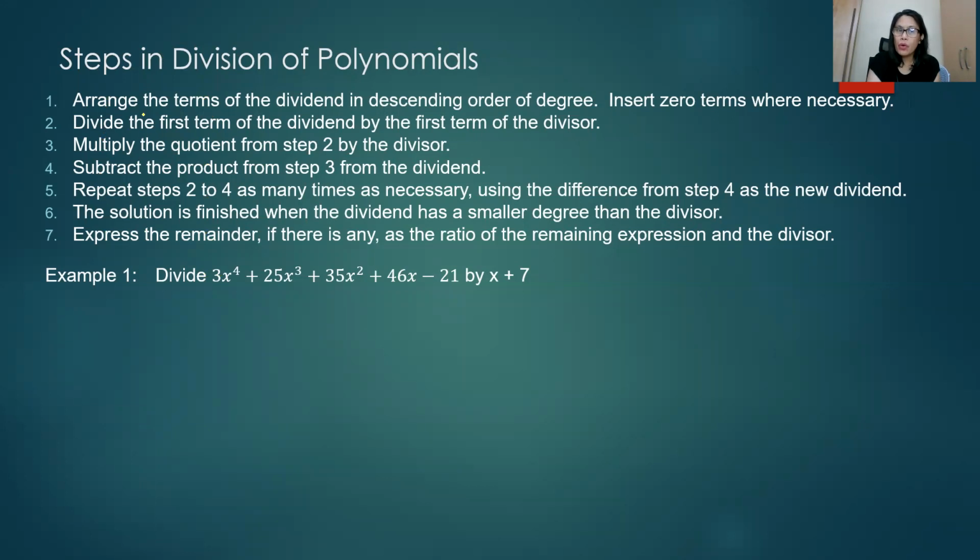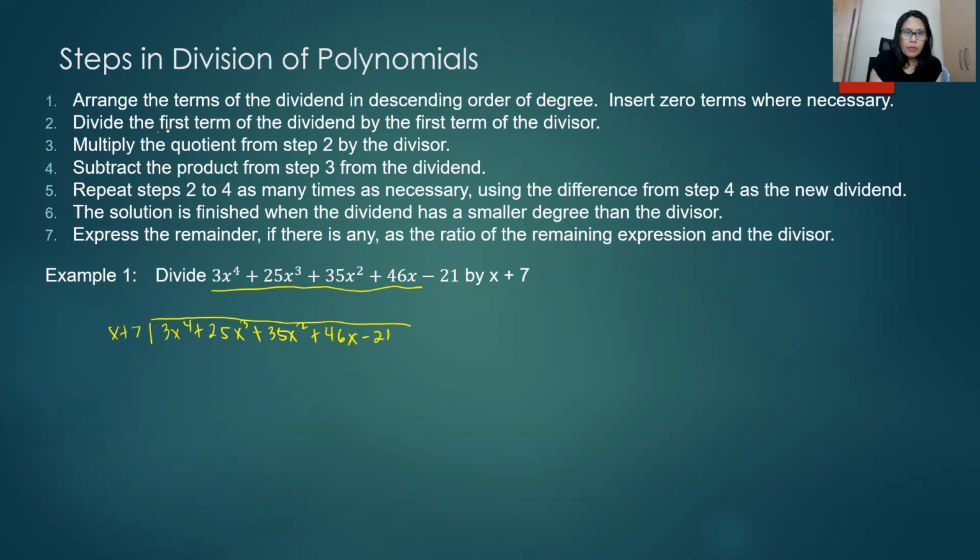For the first step, we're going to arrange the terms of the dividend in descending degree. So in our example, this is our dividend. Now, if there's a need for us to insert zero for a missing term, a missing degree, we will do so. So we have 3x to the 4th plus 25x cubed plus 35x squared plus 46x minus 21. And then we will divide this by x plus 7.